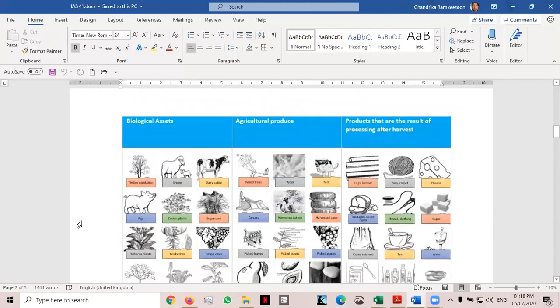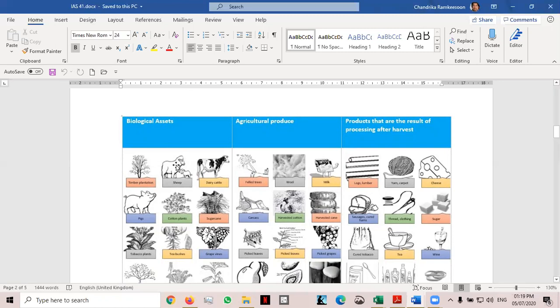Now we've got some examples here of biological assets, agricultural produce, and products that are the result of processing after harvest. This is especially important when we make a distinction between IAS 41 items and IAS 2 items. Notice biological assets, the timber plantation. Remember, with a tree which does not actually produce, but where the tree itself is grown in order to be used as lumber, it's not a bearer plant.